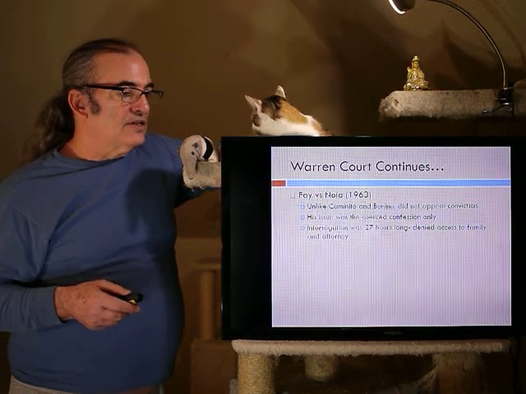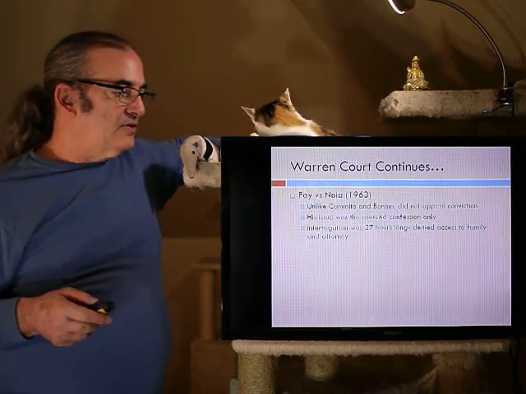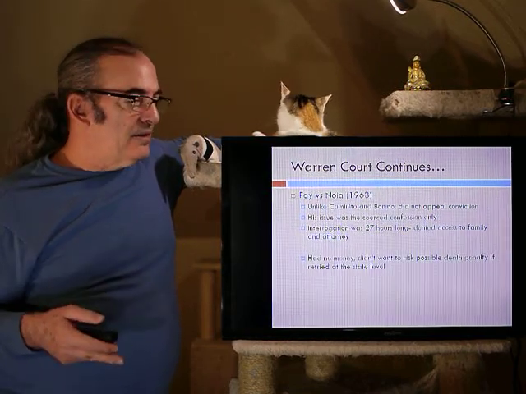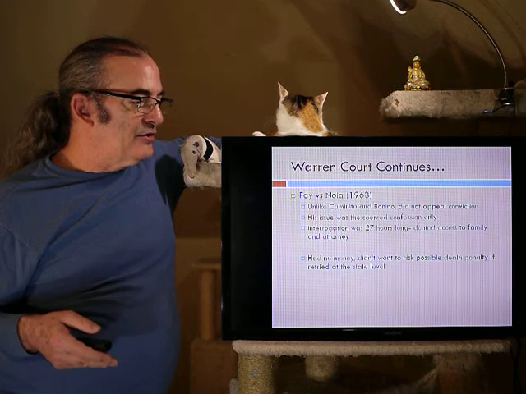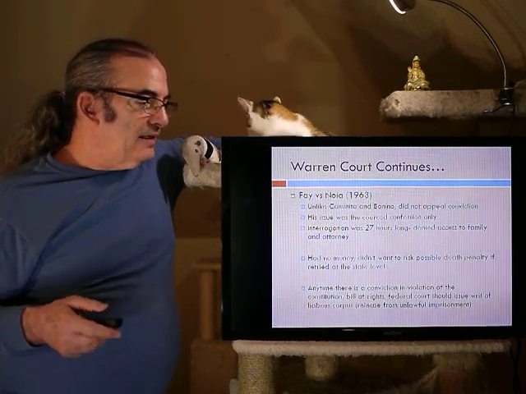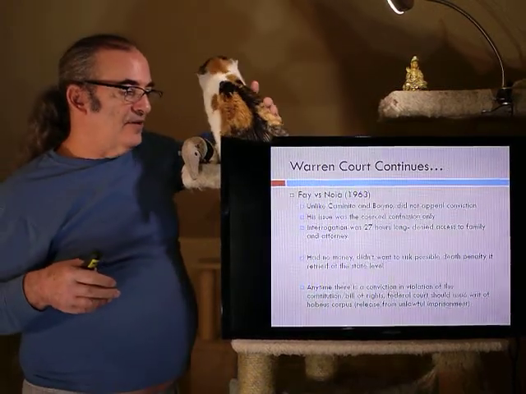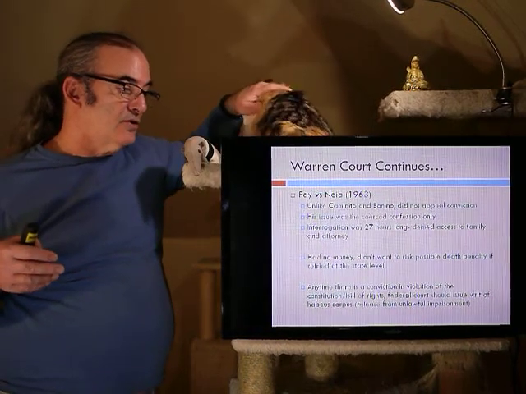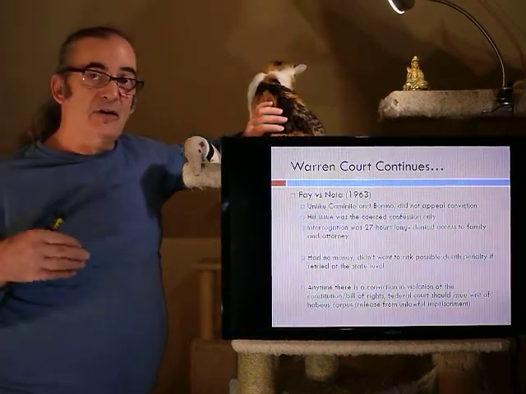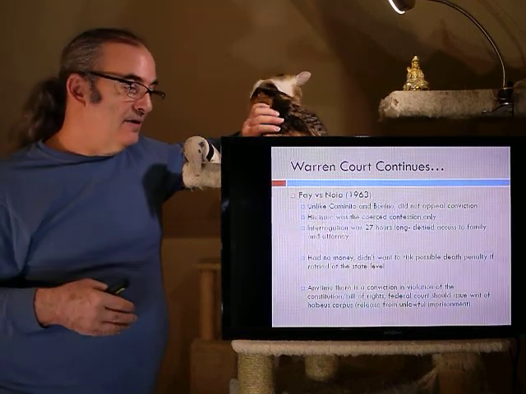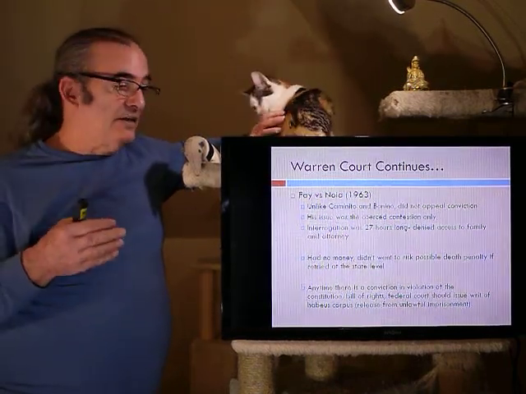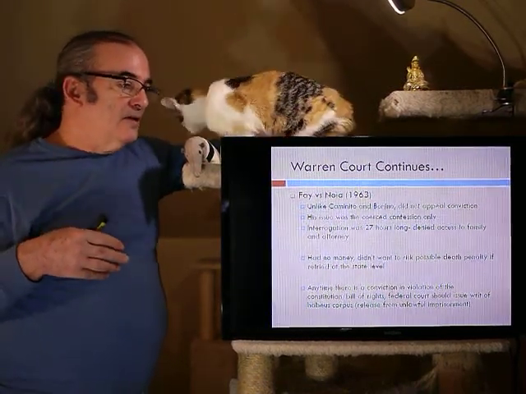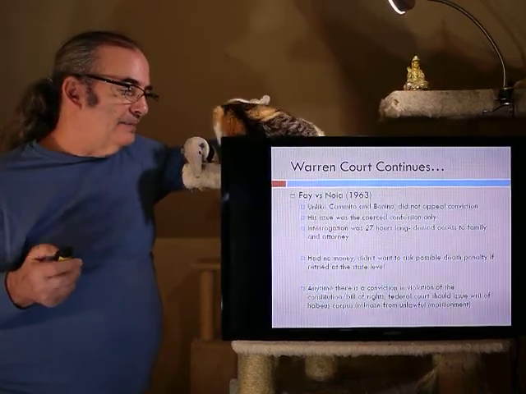His interrogation was 27 hours long. He was denied access to family and an attorney, so he's arguing that his confession was coerced. He had no money. He didn't want to risk the possible death penalty if he was retried at the state level. So, anytime that he believes there's a conviction in violation of the law, the Constitution, the Bill of Rights, then the federal court can be asked to issue a writ of habeas corpus, which literally means show me the body, right? And show me the body translates to a release from unlawful imprisonment. That is, you were imprisoned unjustly. So it's a quick way to get around this, right?